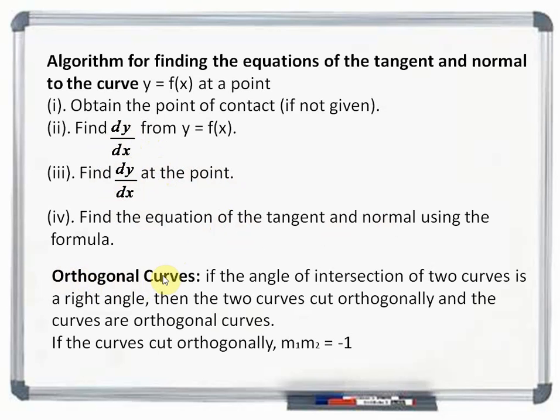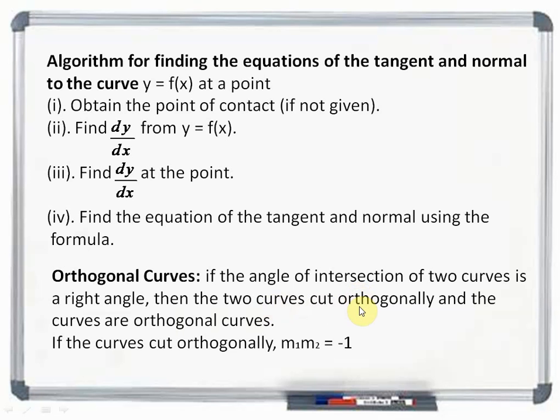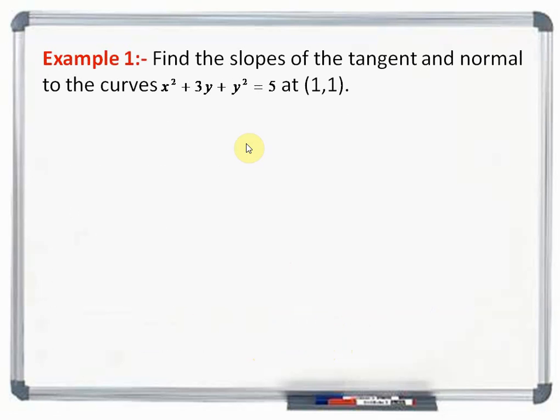Orthogonal curves. Orthogonal curves are curves where the two curves intersect at right angles. If the two curves intersect at right angles, then the curves are said to cut orthogonally. So if the curves cut orthogonally, then the product of the slopes is minus 1: m1 m2 equal to minus 1. So now we take some examples.